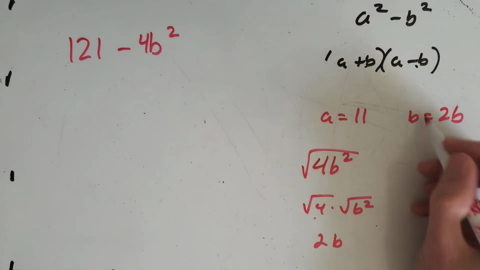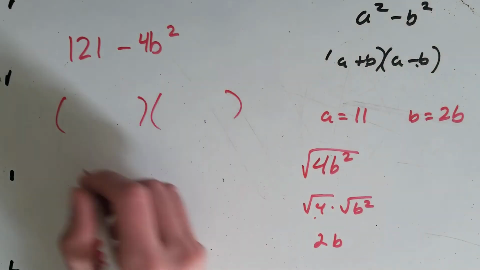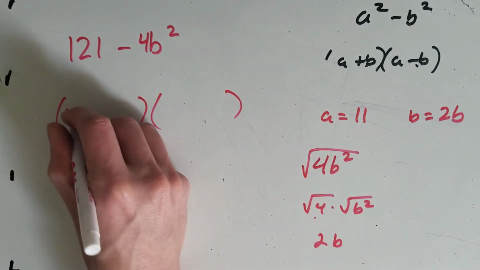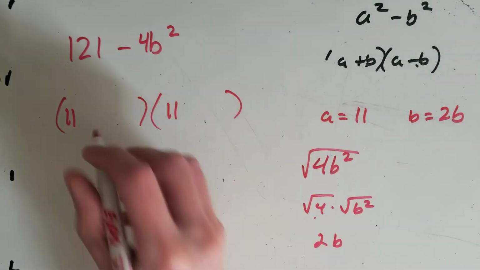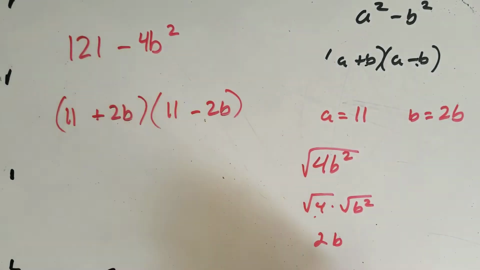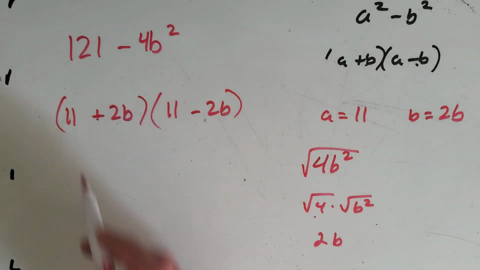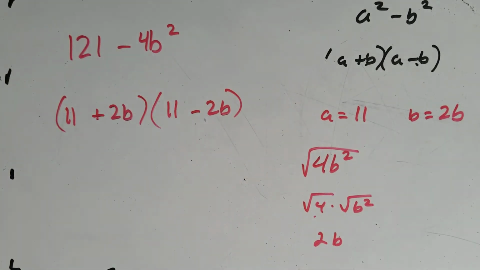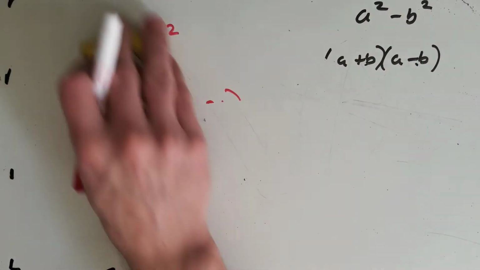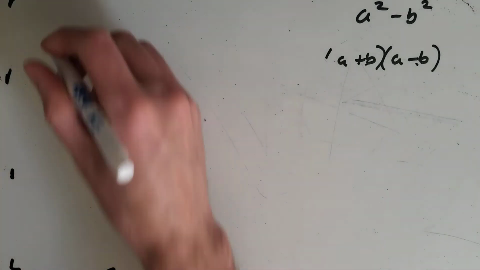We're just using the term b as in the general form. So when you factor this, your a's are 11. So it's 11 and 11. You're going to add one of your b's plus 2b. You're going to subtract the other b term here. So minus 2b. This would be the factored form of 121 minus 4b squared. All right, on to our next, and then we'll have a few to try on your own if you want.